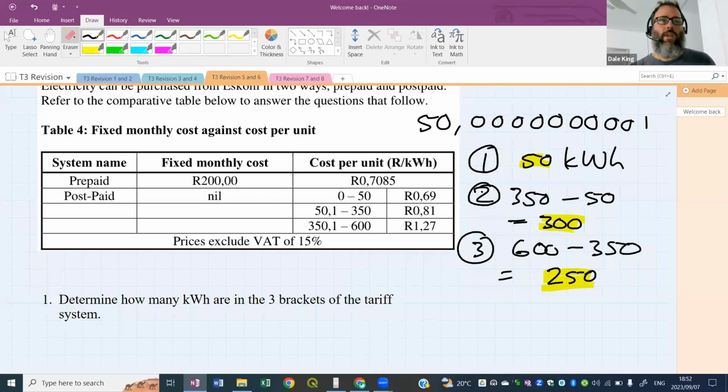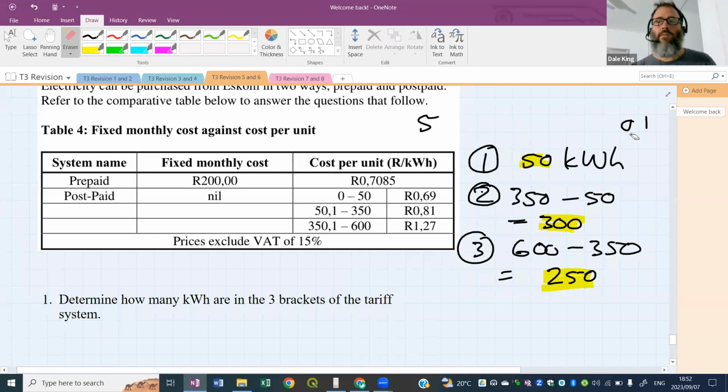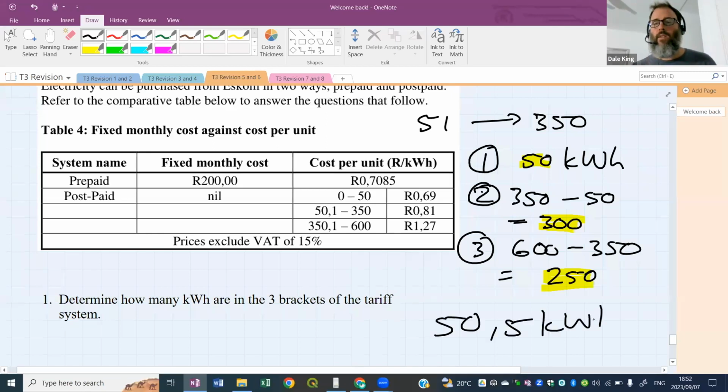What if they had said this? What if they had written this? 51 to 350. They could have done it that way as well. So if you're not 50, you're 51, you're in the second bracket now. But what if people got 50,5 kilowatt hours? Where would they sit? You'd be stuck between two brackets. You're not 50 and you're not 51. You're in between. You'd be stuck deciding which bracket to use.